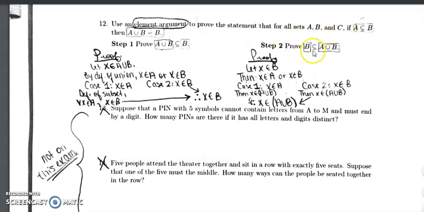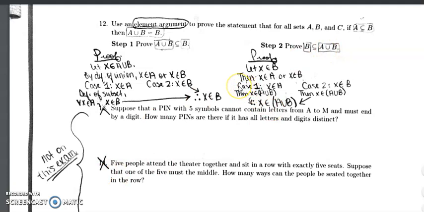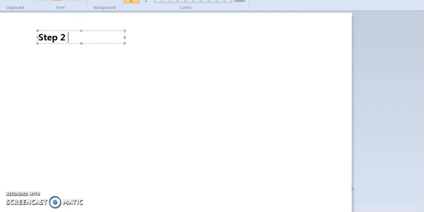Now in step 2, this time we want to prove B is a subset of A union B. So we're going to pick an element from B. Let X be an element of B. Here we don't have to do two cases, because if X is in B, then X must be in A union B. It's not really necessary to do the two cases. So for step 2, it's much easier.